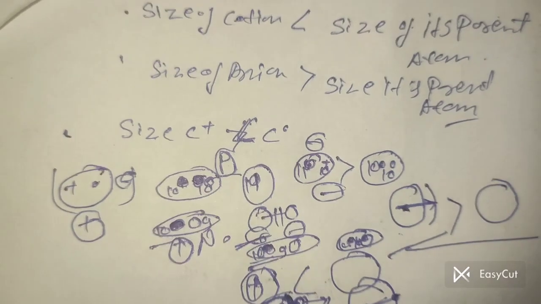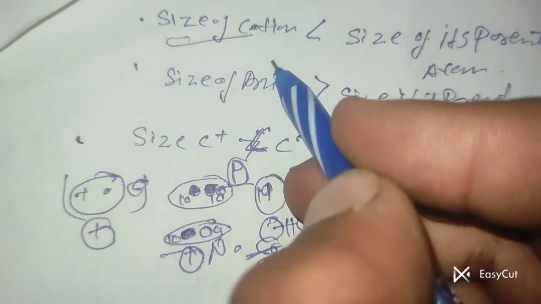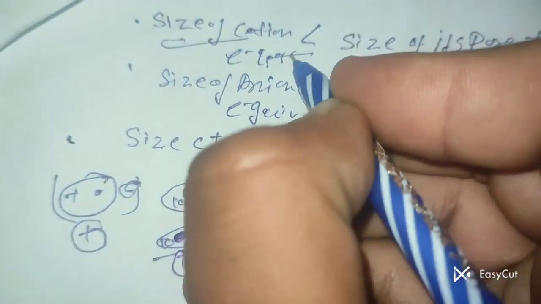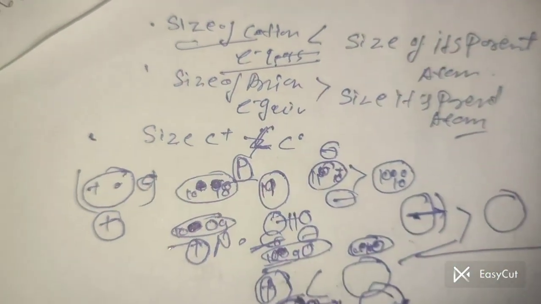So I explained both parts: the electron loss for the cation and the electron gain for the anion. That's why the size of a cation is less than its parent atom and the size of an anion is greater than its parent atom.